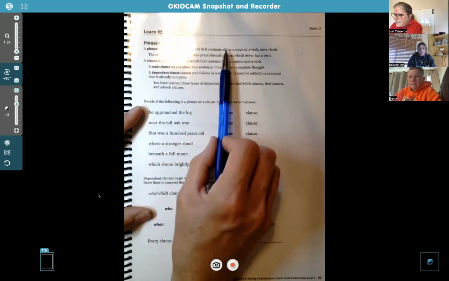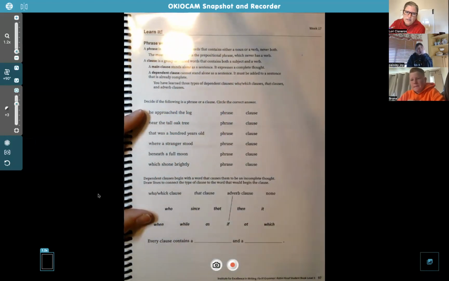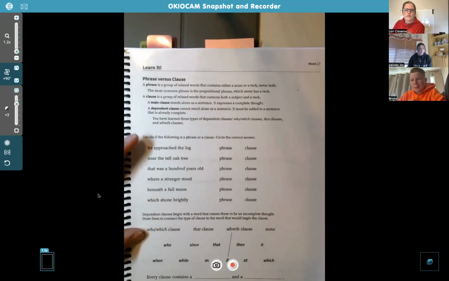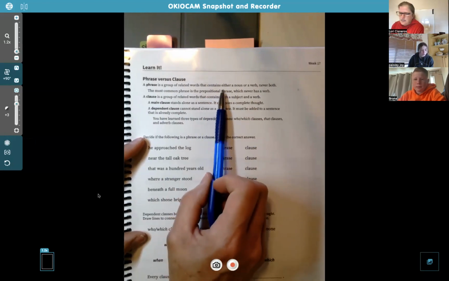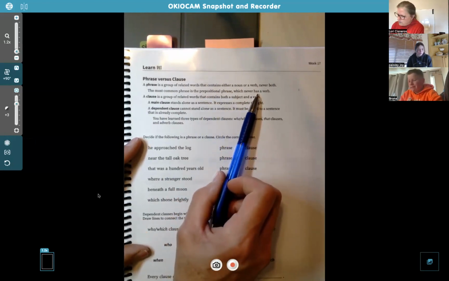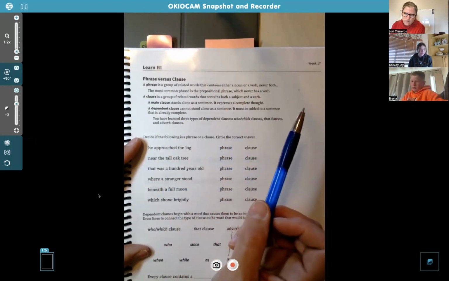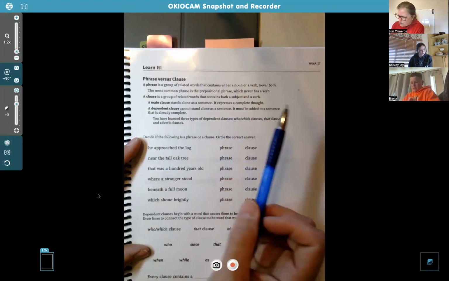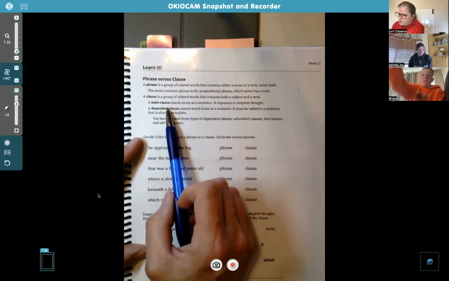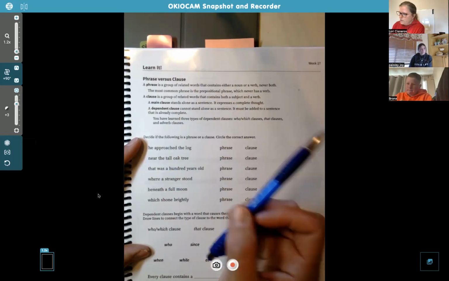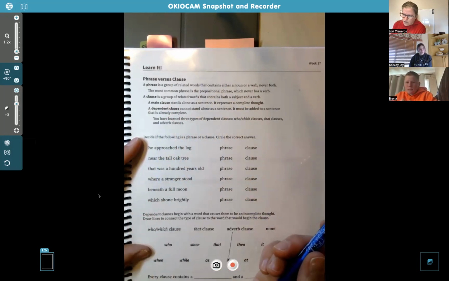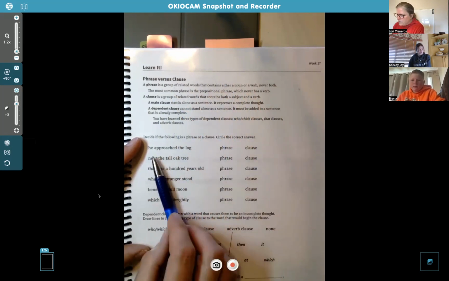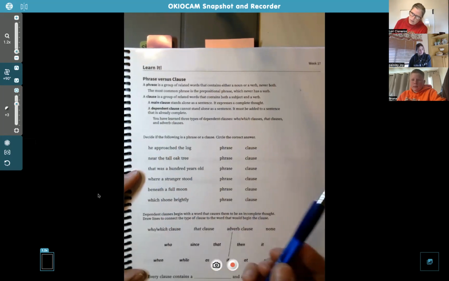A phrase contains either a noun or a verb. And you can think of a prepositional phrase. A clause has both a subject and a verb. And then there's these two different clauses that you could look for, but both of them are considered clauses. So it has both, whereas the phrase has one or the other. So we have to pay attention to nouns and verbs, basically.